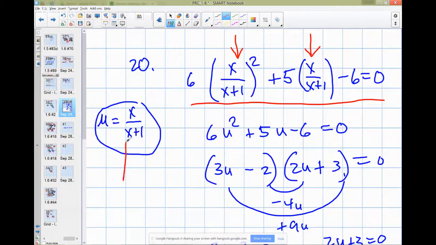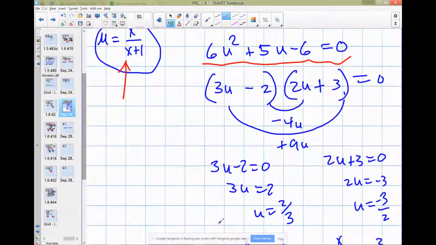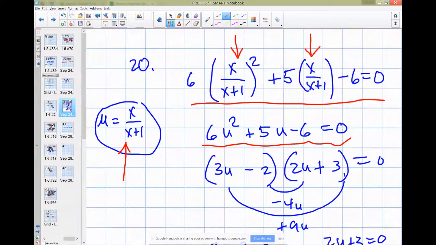You see how I said, you know what, let's have u stand for that fraction. And then I could write the equation like this. And now it's a quadratic. Quadratics, I hope, are what we've been working on. And so then you can proceed. In this case, it factors. Set each factor equal to 0 and solve. So are we done right here? No, because the problem wanted you to solve for x.